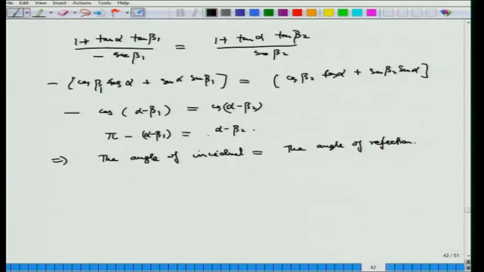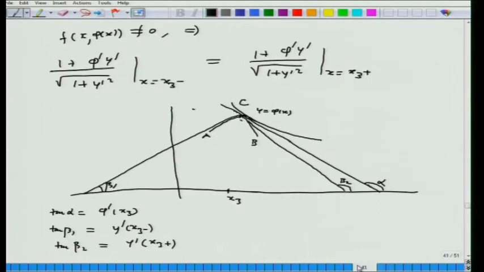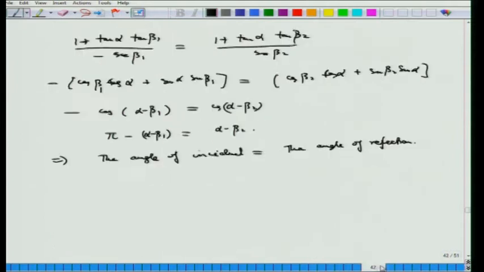These are the angles at the point here. Alpha minus beta 2 is this angle which is made to the tangent on the curve by the tangent on the extremal. Similarly, alpha minus beta 1 gives us this angle, so pi minus alpha minus beta 1 will be the other angle, which is the incident angle. So, we get here the famous law of reflection, that is, the angle of the incident ray is equal to the angle of reflection.